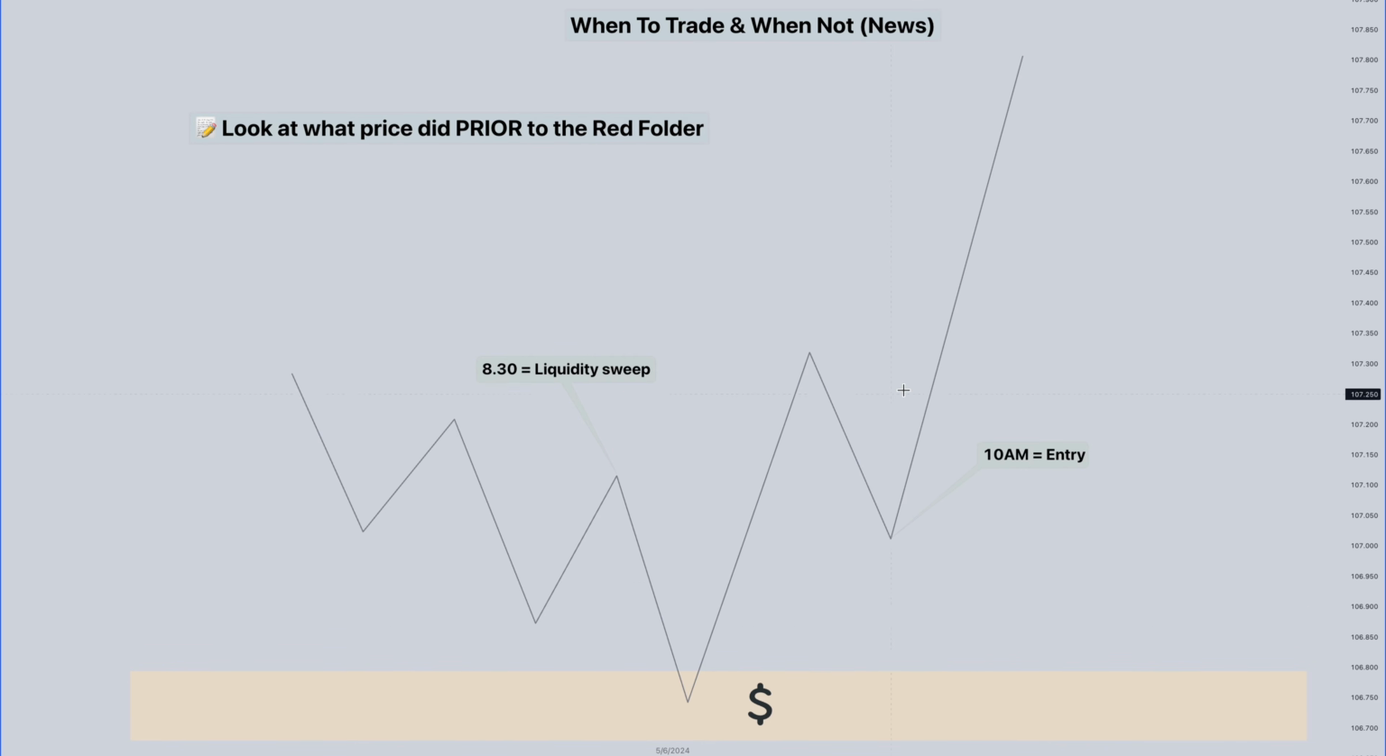Red folder will probably provide you with your entry. So you have the liquidity sweep, then during the open it will displace upwards, 10 a.m. will give you that retracement towards your entry, and then it will go to your desired drawn liquidity.